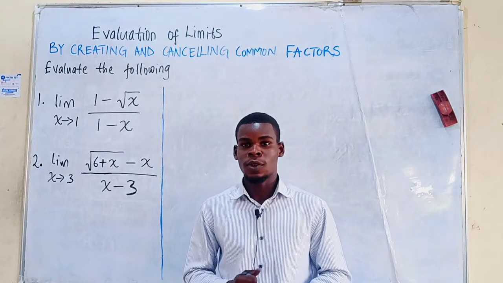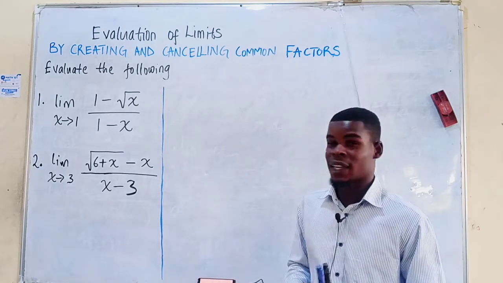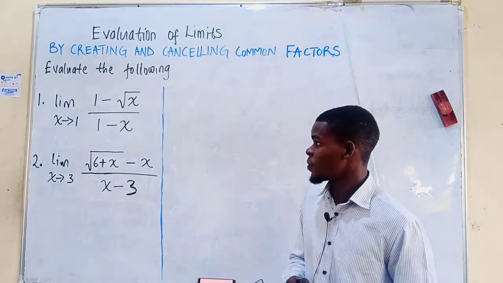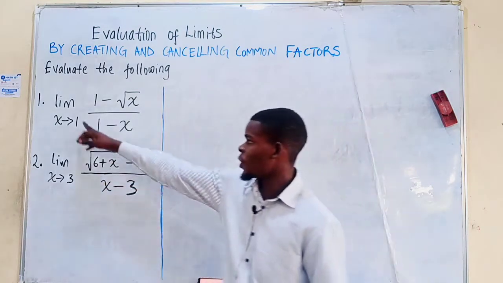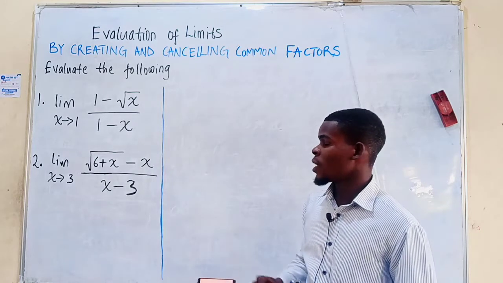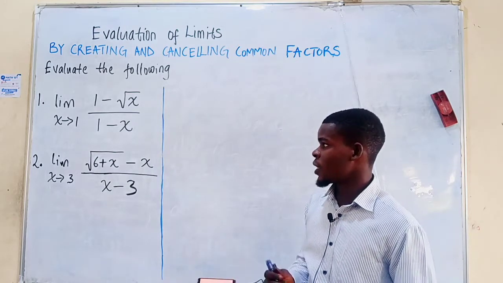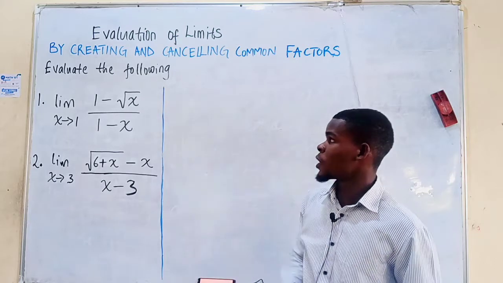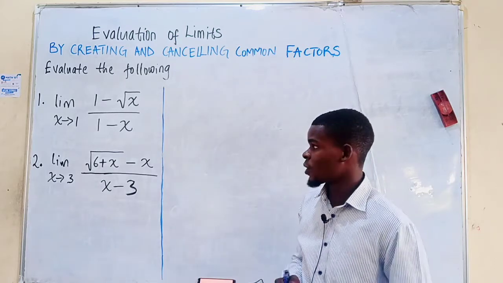Okay, now in this video, we want to evaluate the following functions by creating and cancelling common factors. Good. So we have the first to be limit as x tends to 1 of 1 minus square root of x, then divided by 1 minus x. So as I have written here, creating and cancelling common factors.